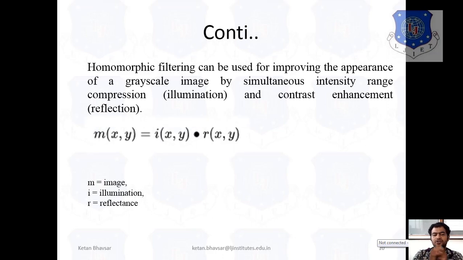As you can see the equation of the homomorphic filter, the homomorphic filter can be used for improving the appearance of a grayscale image by simultaneous intensity range compression and contrast enhancement. So with the help of this particular filter, we try to improve the quality of the image.